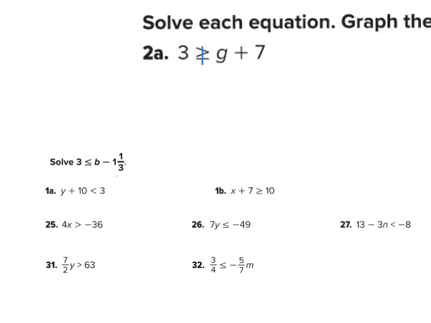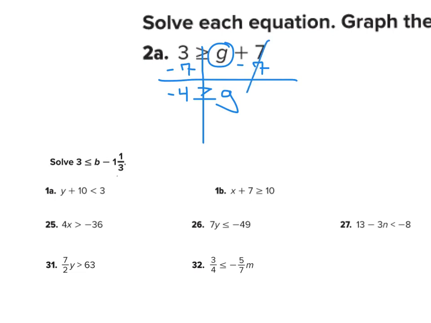I'm going to start by drawing a line through my inequality sign, just like I do when I'm solving an equation. My goal is to get g by itself, so I'm going to circle that. There is a positive 7 on the same side as the g, so I'm going to subtract 7 from each side. 3 minus 7 is negative 4, so I have negative 4 is greater than or equal to g, and 7 minus 7 is 0, so I can draw a line through that.